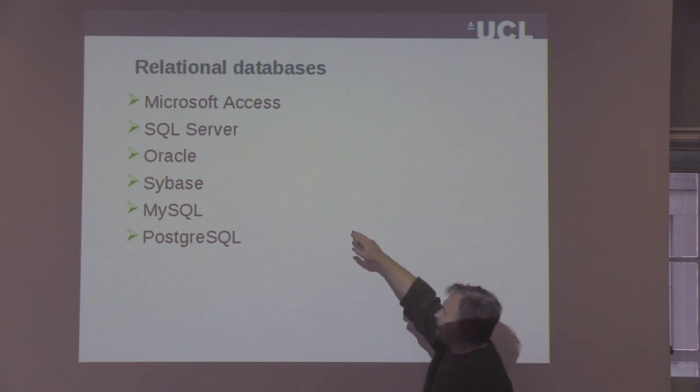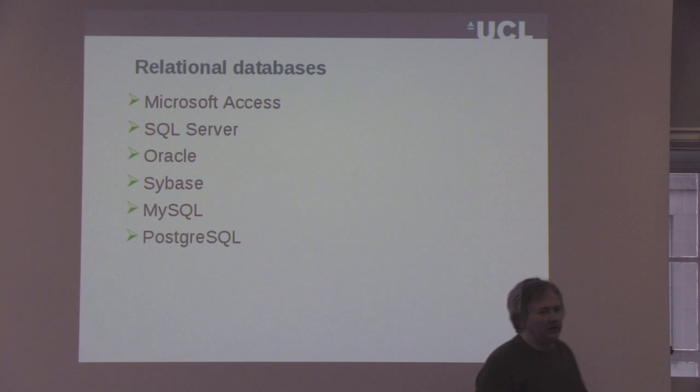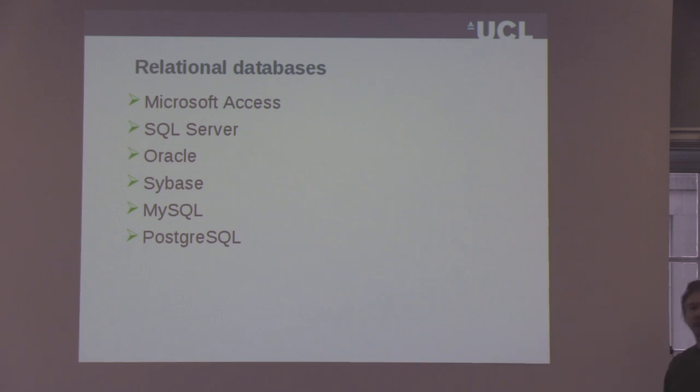Oracle is probably the biggest commercial database. So if you get the train from Paddington to Reading, just before you get into Reading, on the right there is a cluster of about eight big office blocks, all of which belong to Oracle. It's one of the biggest software companies after Microsoft and Apple.